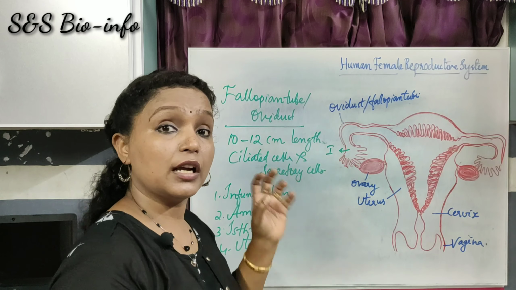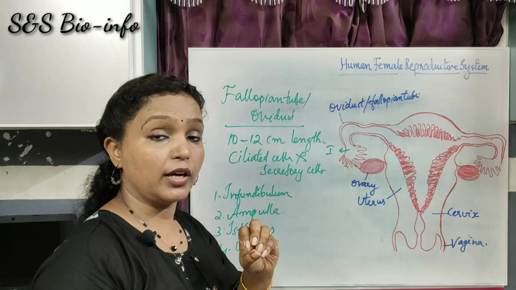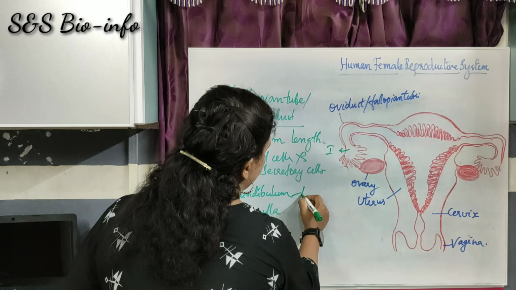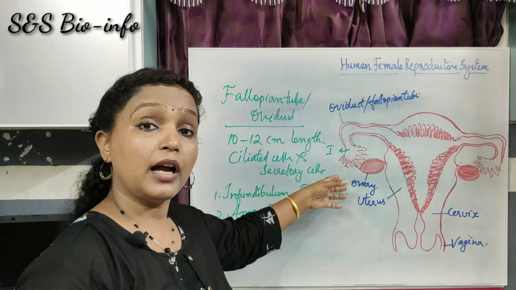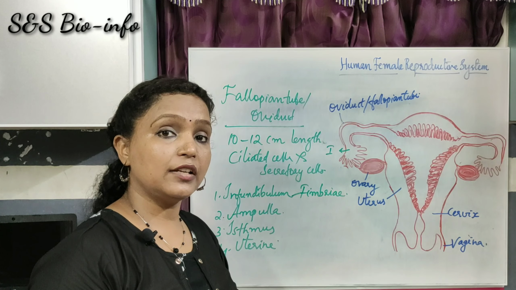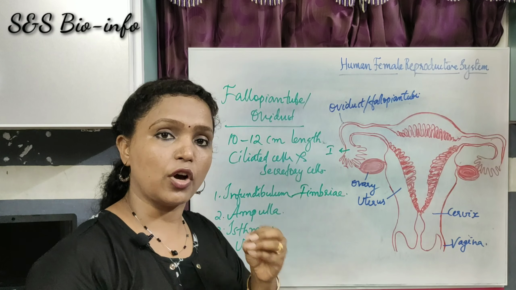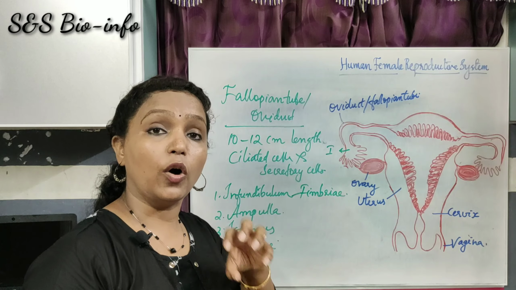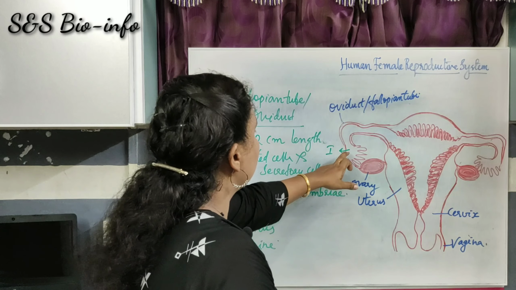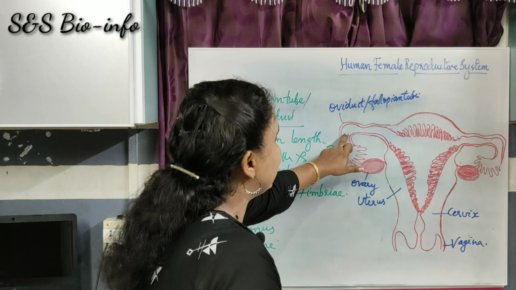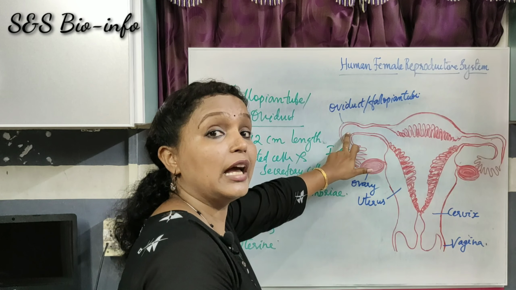This infundibulum consists of finger-like projections known as fimbriae. Fimbriae has a specific role. It receives the ovum after ovulation. The infundibulum also consists of a pore which receives the ovum after ovulation with the help of these fimbriae. Then the infundibulum goes to the next wide or dilated part of the oviduct, that is called ampulla.